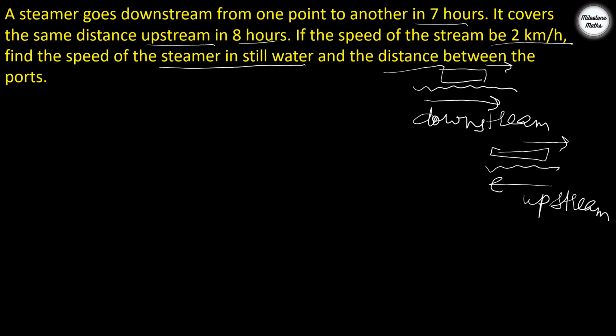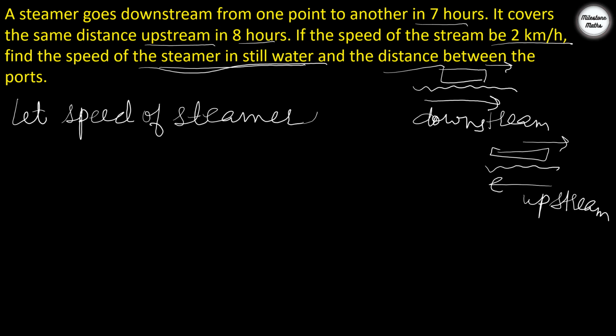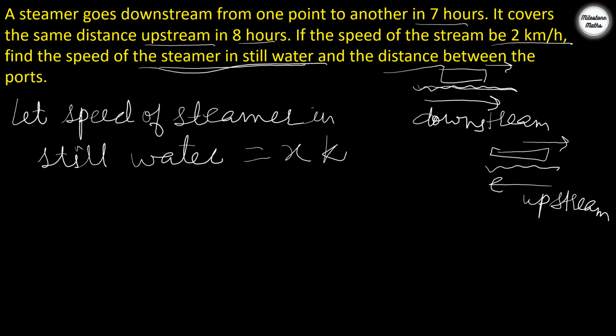So here we have to find the speed of the steamer in still water. So first let us assume the speed of the steamer in still water. In still water means there is no flow of water. So let the speed of the steamer in still water be x kilometer per hour, because here also speed is given in kilometer per hour. So this is the speed of the steamer in still water.